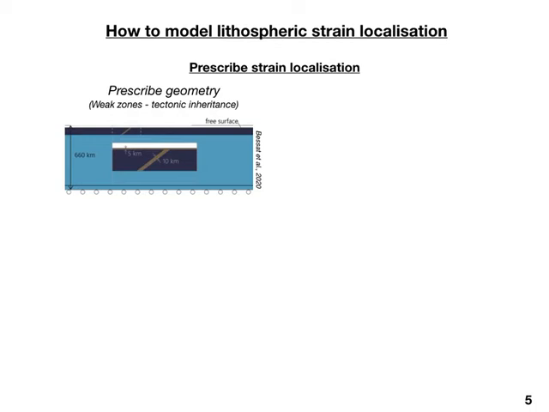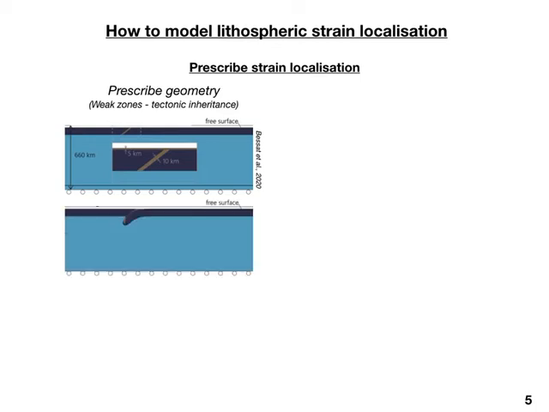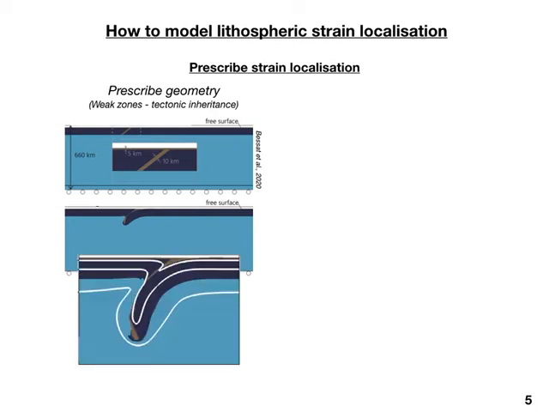The first approach is to prescribe strain localization, for example, by prescribing the geometry. This is typically done in models of subduction dynamics in order to ensure that subduction initiation takes place at a given location. So this is useful as it can produce a subduction zone, and you can then study the penetration of the slab deep in the mantle.